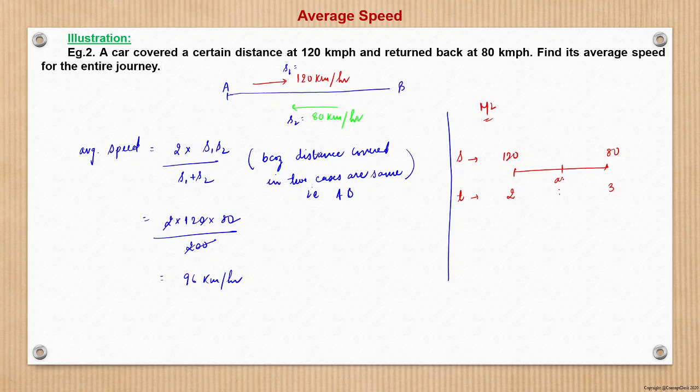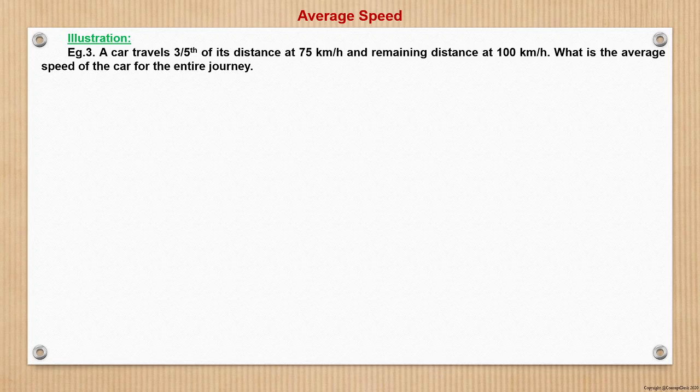So average speed will be 120 into 2 plus 80 into 3 upon 3 plus 2, which is 5. So this becomes 240 plus 240, that is 480. 480 upon 5, that is 96 kilometer per hour. So this is even simpler. Now moving to question number 3. So in every problem we add a bit of a concept gradually. So this is also on a similar line with just a bit of a modification.